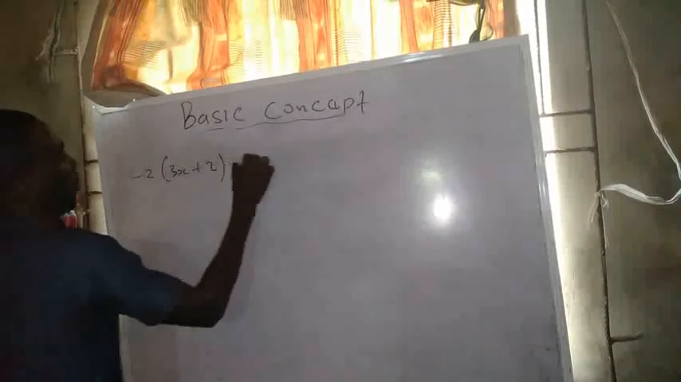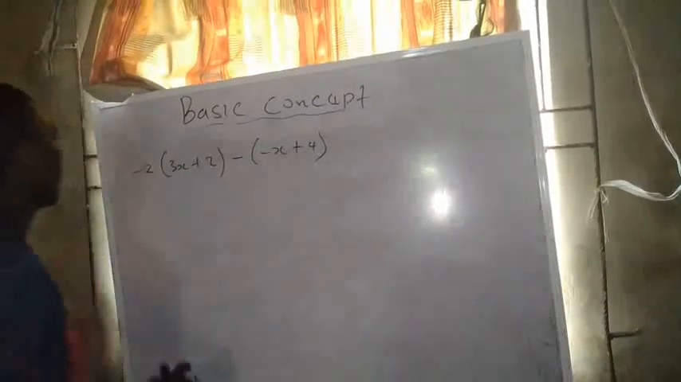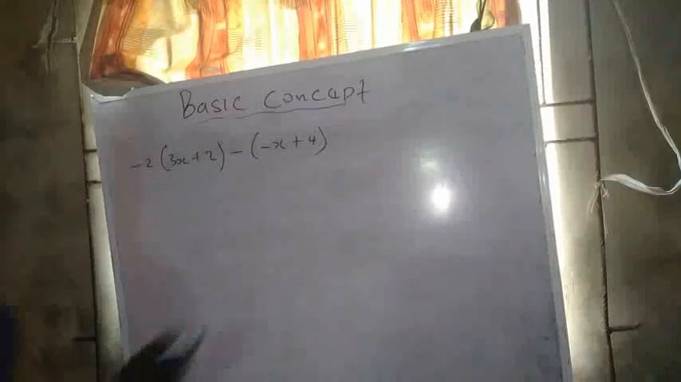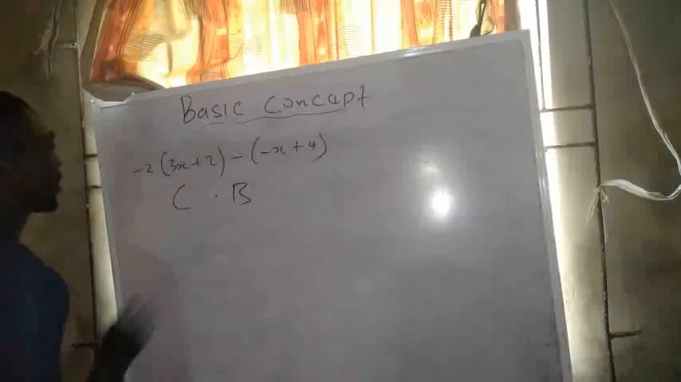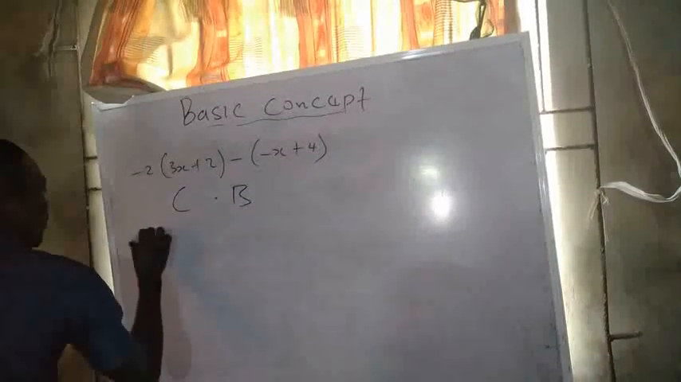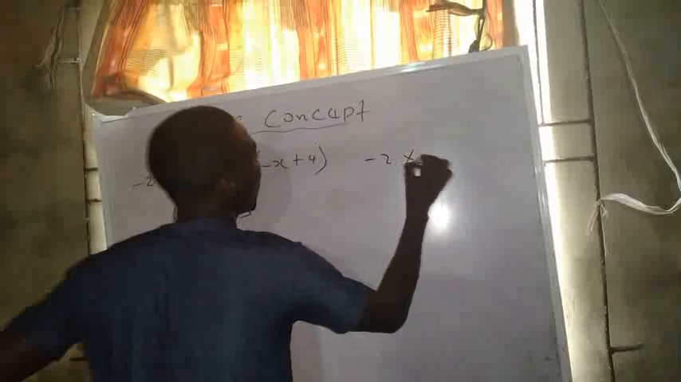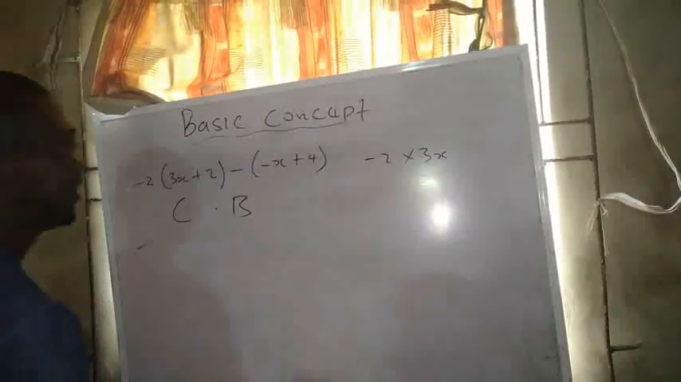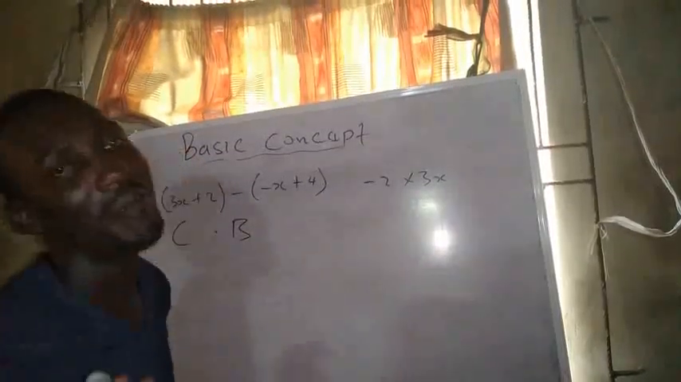So another one: minus 2 into (3s plus 2) minus into (minus s plus 4). You clear the bracket. So minus 2 times 3s gives us what? Let me not write the answer directly. Minus 2 times 3s. I told you earlier that this 3s here is the same thing as positive 3s. This is positive in as much as it is not having minus.